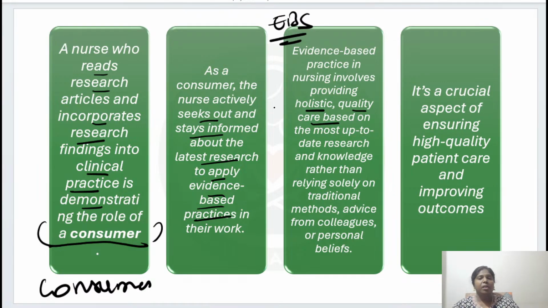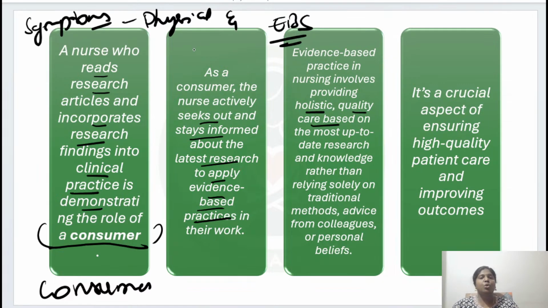Holistic means what? Holistic means, sometimes we give treatment only for the symptoms, right? Treating only the symptoms is a normal treatment. In holistic treatment, what will we do? We will also include physical and social factors. We are also going to include physical and social factors in holistic care.